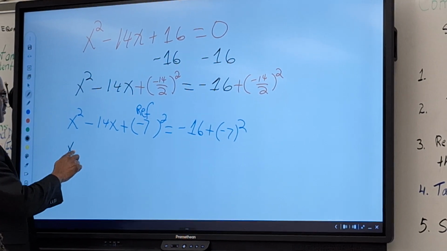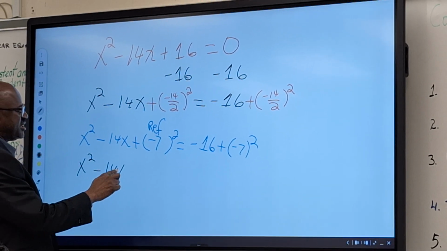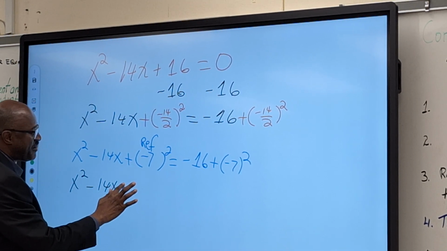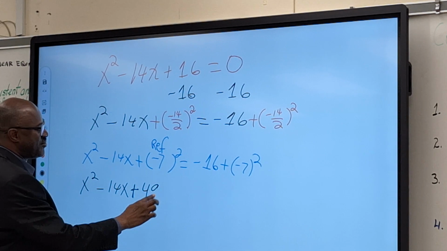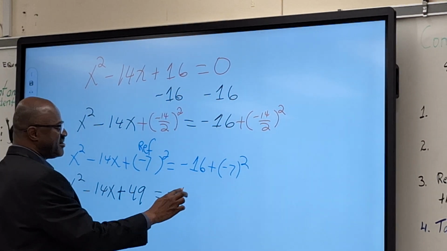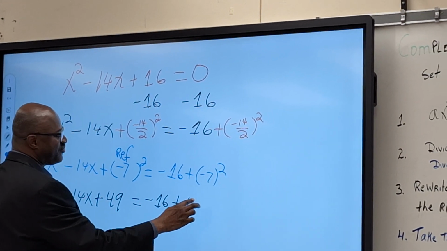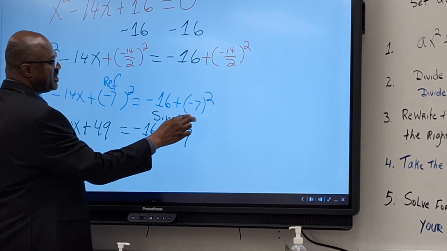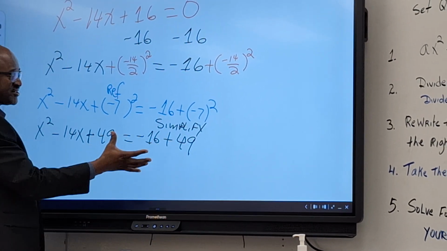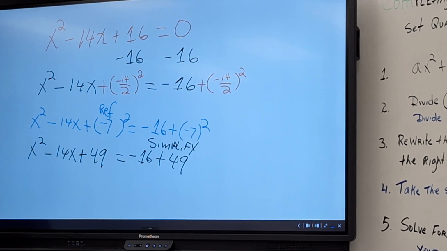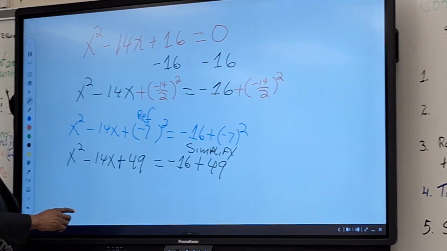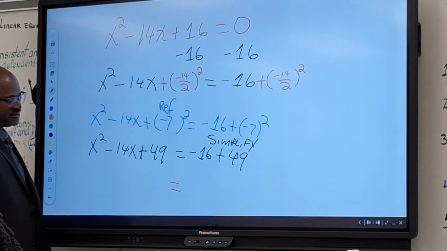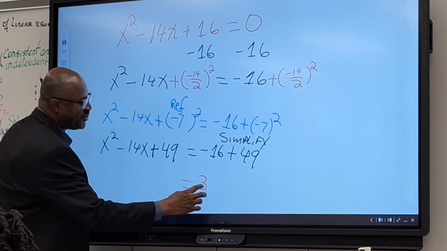So we end up with x squared minus 14x. What is negative 7 squared? It's always a positive number, guys. So that will be 49 here. Then you will have negative 16 plus 49. This side always needs to be simplified. In this case, it's easy, it's not a fraction. If it's a fraction, you have to simplify it also. Combining it, when you simplify this term, what do you get here? Positive 33.